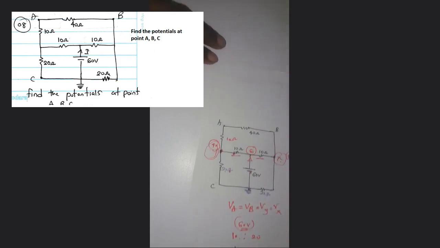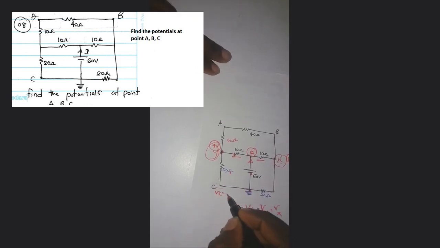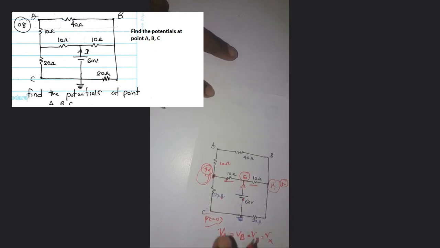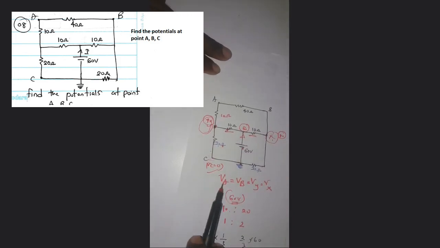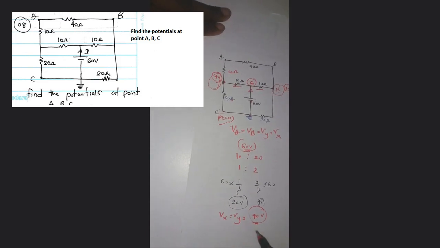Now we know Vx and Vy are equal, that is 40 volt. Now we need to find point C. Obviously it is 0, so point Vc is 0. Then points A and B are equal, that is equal to Vy and Vx. We found Vx and Vy, that is 40. Now we have all the values.